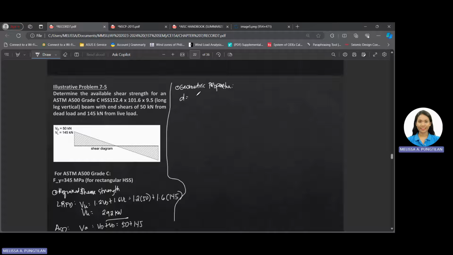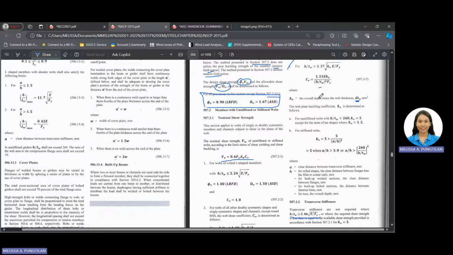We have a depth of 152 millimeters, width 102, thickness 9.53 millimeters. Thickness of the flange, we also have 9.53. And then h is equal to 126 millimeter. Okay. And then, after having the geometric properties, let us check if transverse stiffeners are needed or not.